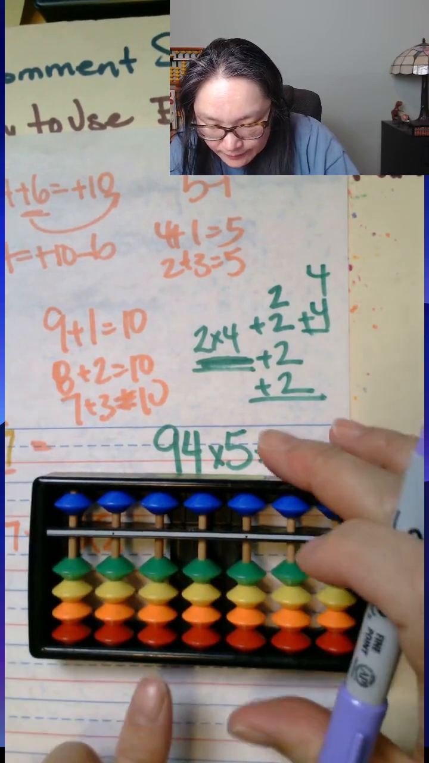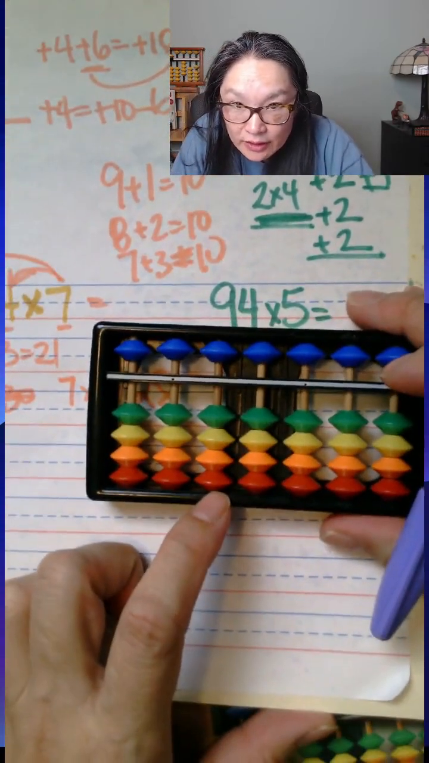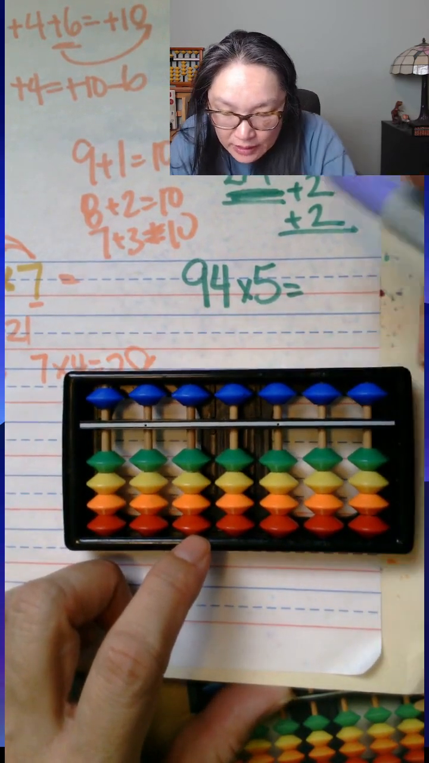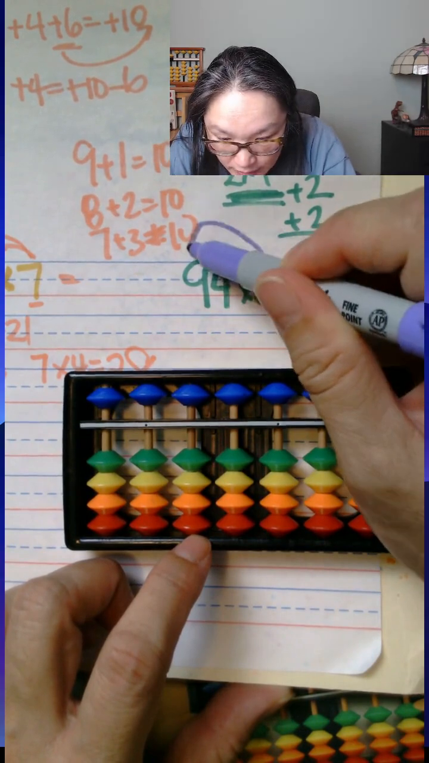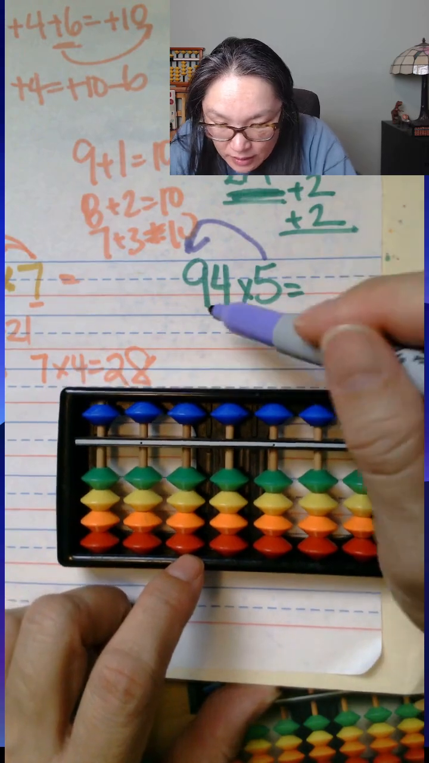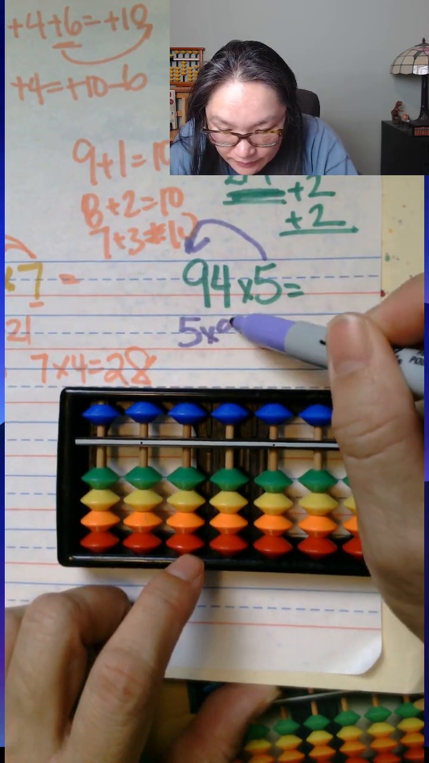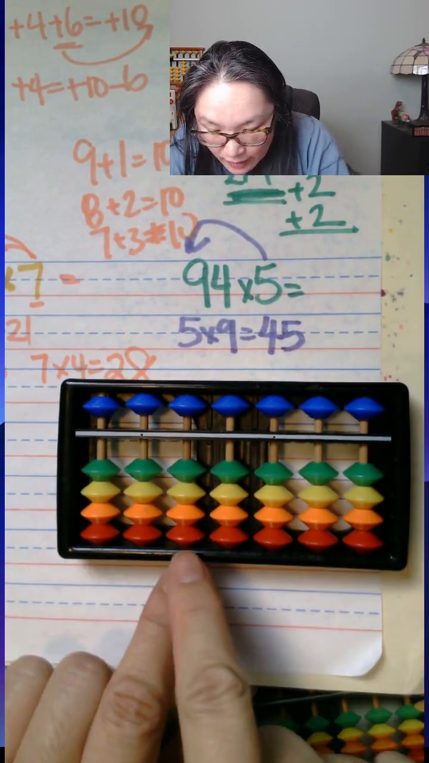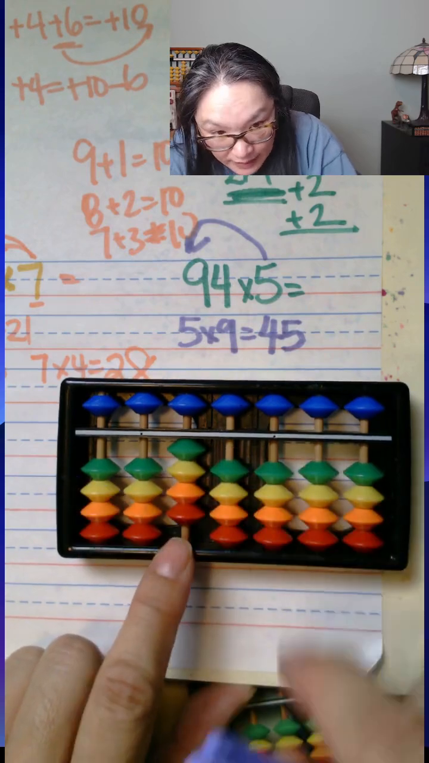1, 2, 3. I'm going to put my finger here, and I'm going to move the question up because I keep moving my paper. So the first thing we're going to do is 5 times 9, right? So 5 times 9 is 45. I add my 40 and then I add my 5.